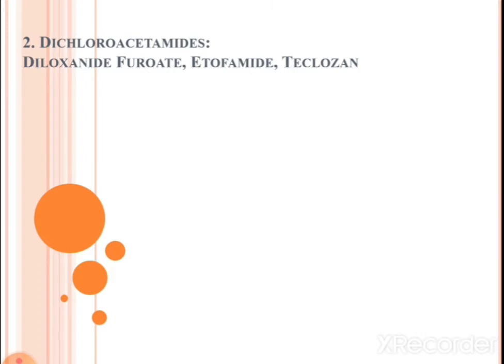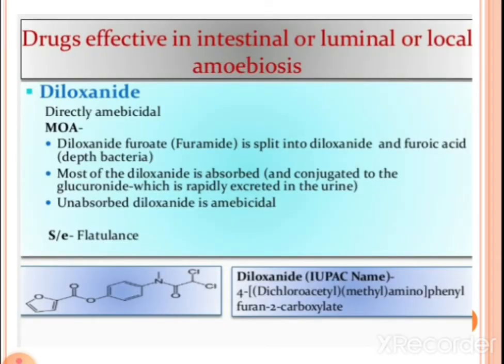dichloroacetamide derivatives. In these dichloroacetamide derivatives, the examples are diloxanide furoate, etofamide, and teclozan. So these are the three examples of drugs from the dichloroacetamide derivatives. These drugs are effective as intestinal, luminal, or local amoebicides. So these drugs were effective in intestinal, luminal, and local amoebiasis.